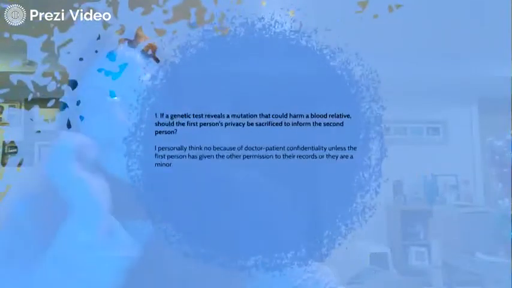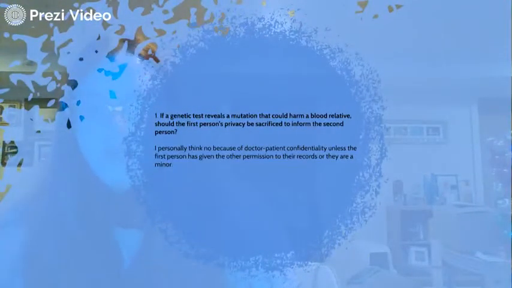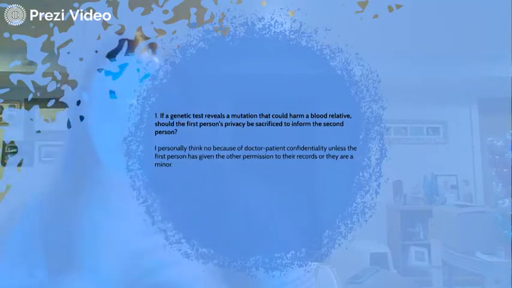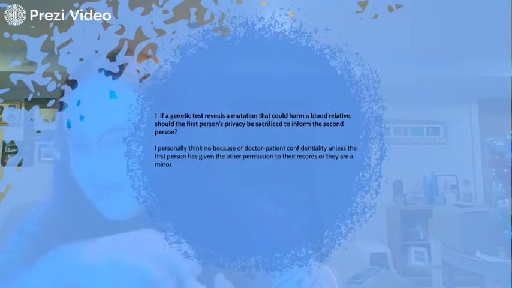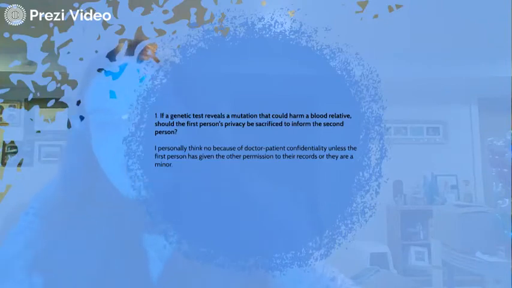And on to the questions. Question 1 was, if a genetic test reveals a mutation that could harm a blood relative, should the first person's privacy be sacrificed to inform the second person? I personally don't think so, due to doctor-patient confidentiality, unless the first person has given consent or they are a minor, and that way the second person would have access to their records. But it is kind of a breach of security and personal information.